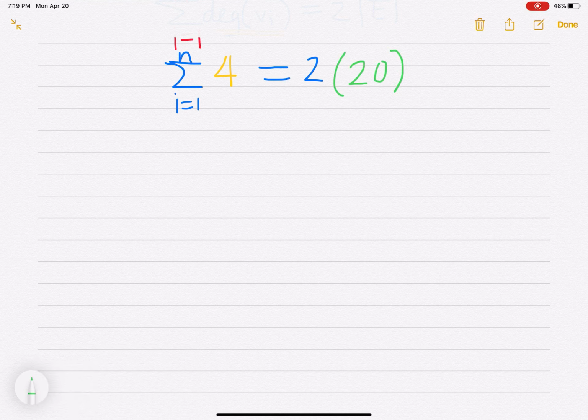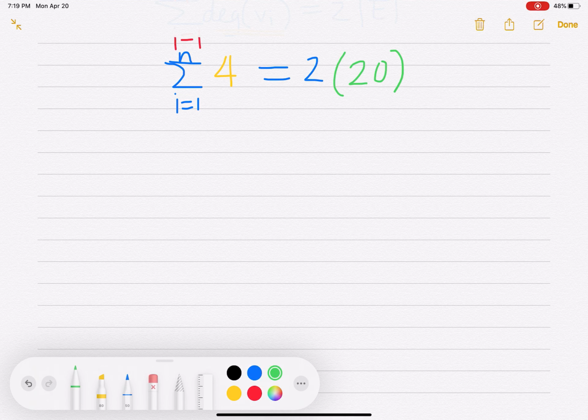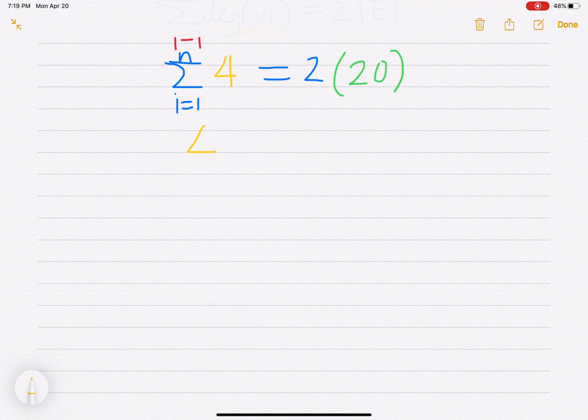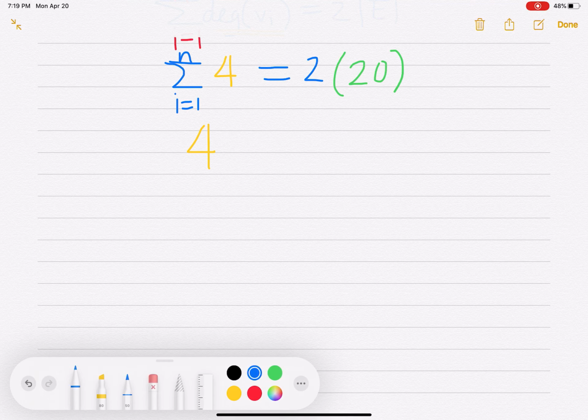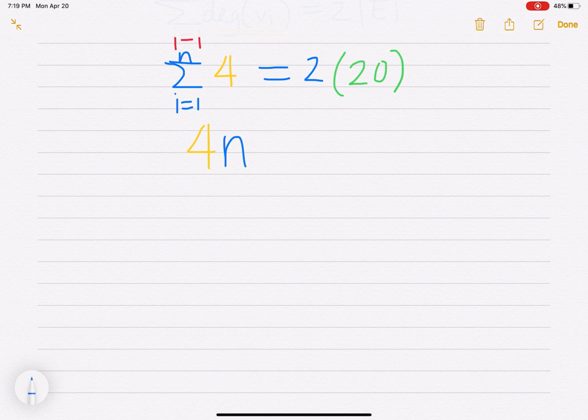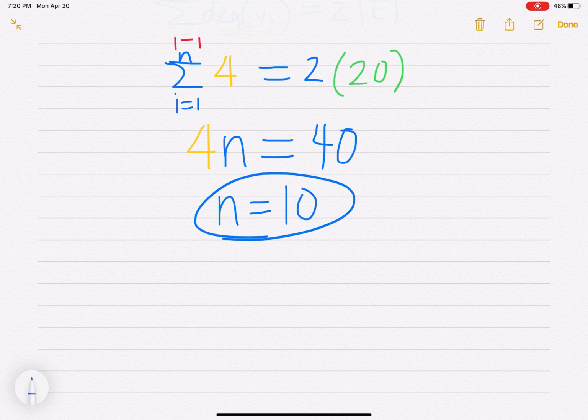We're adding up 4 plus 4 plus 4 plus 4 plus 4 a bunch of times, n times, right? This is going to be n times 4, we can say 4n, right? On the right-hand side, we're going to have 40, right? 2 times 20 is 40, and then we're going to divide both sides by 4, and we're going to get n equals 10. So, thus, there are 10 vertices.